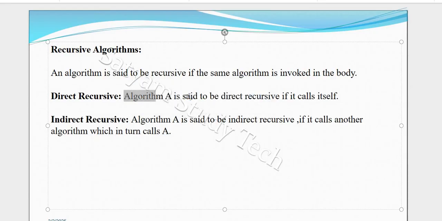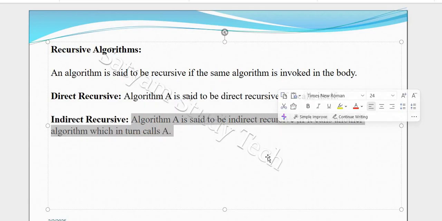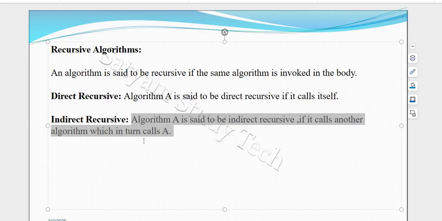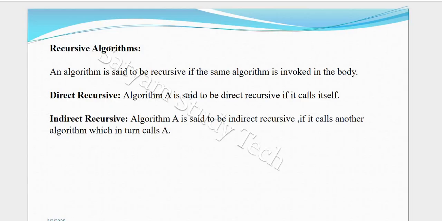An algorithm A is said to be direct recursive if it calls itself. Now, an algorithm A is said to be indirect recursive if it calls another algorithm which in turn calls A. So what is the meaning of that? For example, here it is A, this is one algorithm. This algorithm will call the same algorithm A. So this is called direct recursive: algorithm A calls itself.